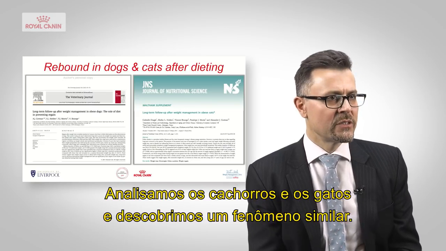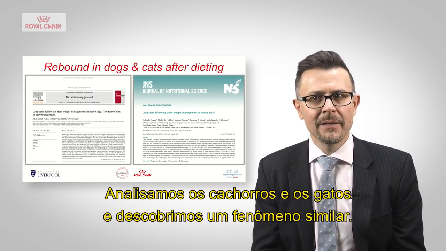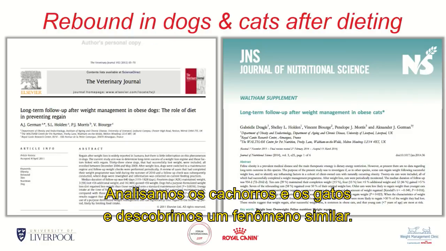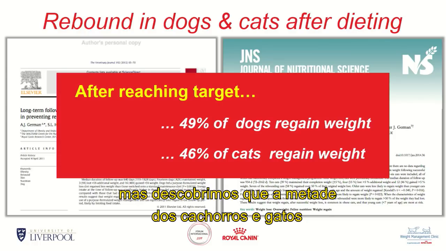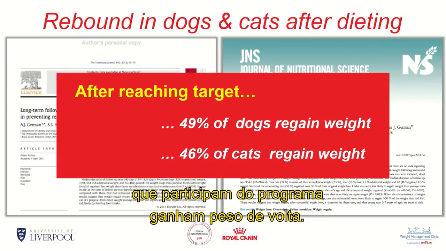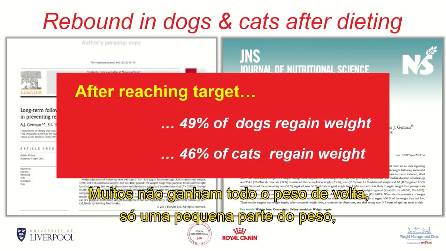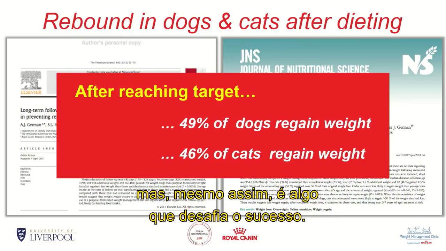We've looked in dogs and cats, and we found a similar phenomenon. In pet dogs and cats, it's not quite as bad, but we find about half of the dogs and cats that go on a program regain weight again. Many of them don't put all of the weight back on, they only put a small amount back on, but nonetheless, that's something which really challenges our success.